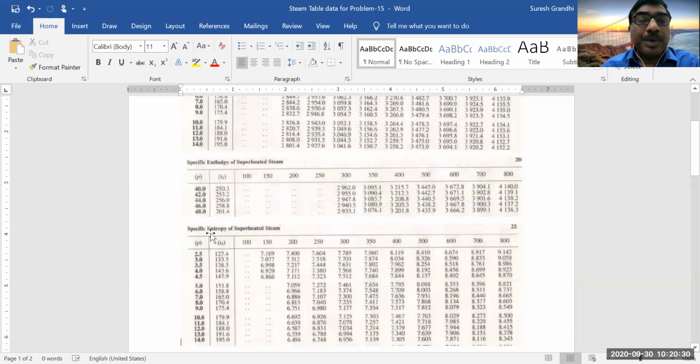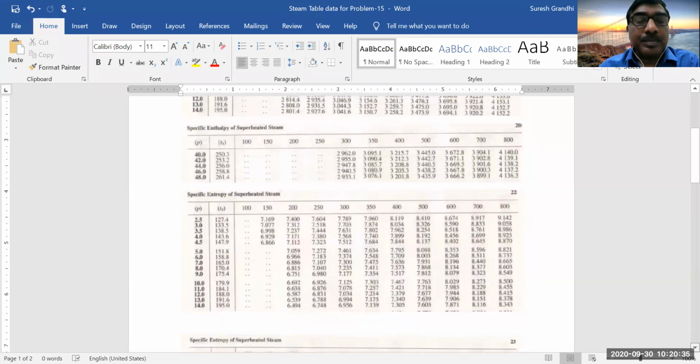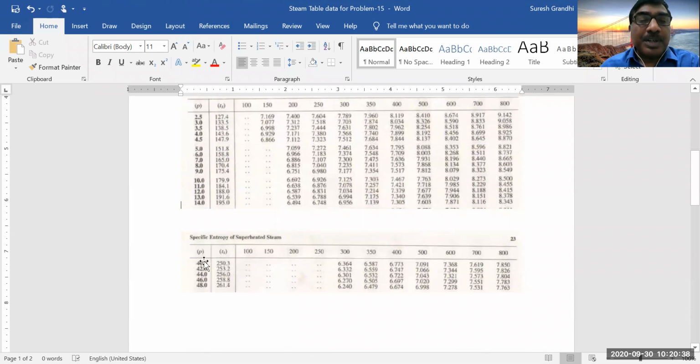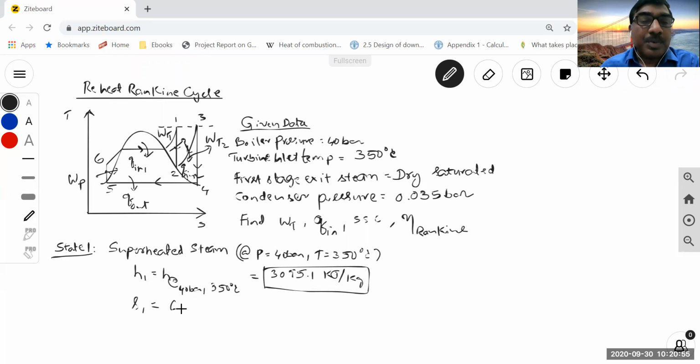This is the entropy table. Specific entropy of superheated steam, pressure equal to 40 bar and temperature equal to 350 degrees centigrade. The entropy is 6.587 kilojoules per kg Kelvin. So remember the units correctly. So we got the entropy and the enthalpy at this point 1.